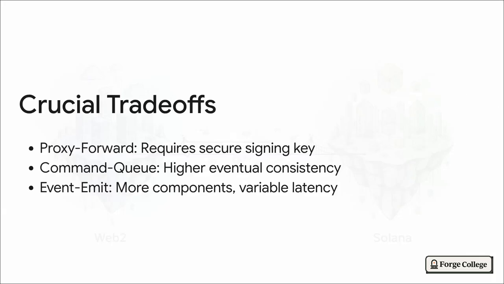But, you know, in software architecture, there are always trade-offs, right? You have to pick your pattern based on your specific trust and latency requirements. Proxy forward requires highly secure signing key management on your backend just because it's so direct. Command queue takes the pressure off the front end, but it demands robust reconciliation logic to keep track of what happened. And event emit gives you that beautiful observable provenance, sure, but it introduces more components and variable latency. You're constantly trading developer simplicity against on-chain safety.